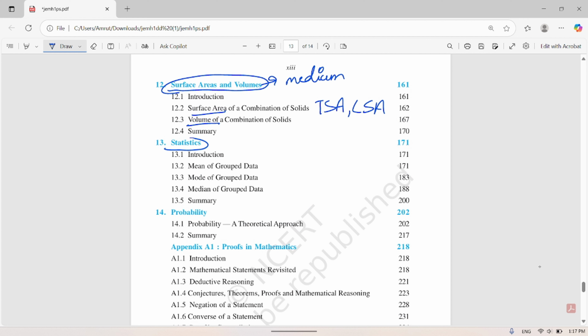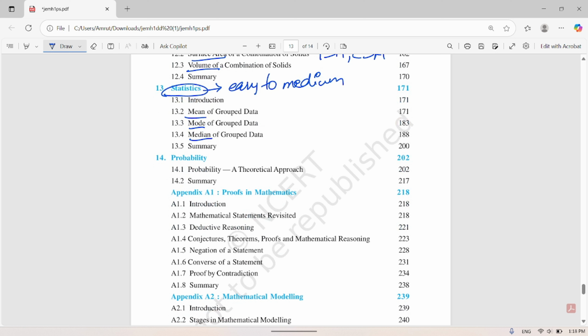So next you have statistics. Statistics, I can tell you it is an easy to medium one because simply you will be having mean, median, mode. Just three formulas you will be having, and then sometimes you will be asked for graphical representation, and that's it.